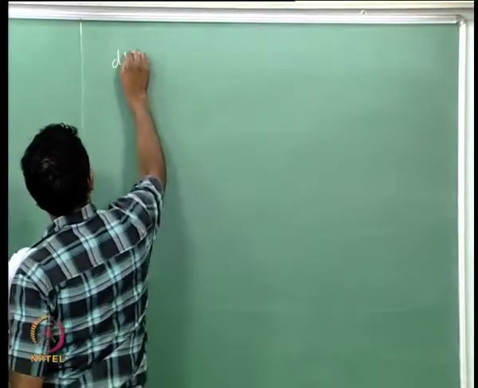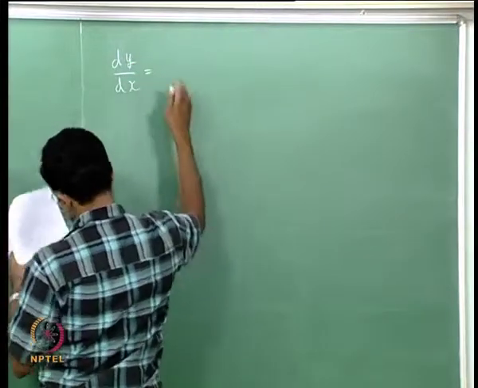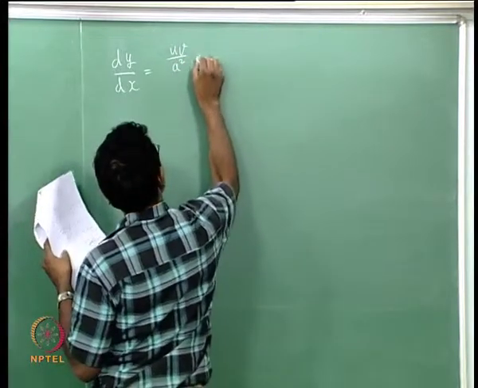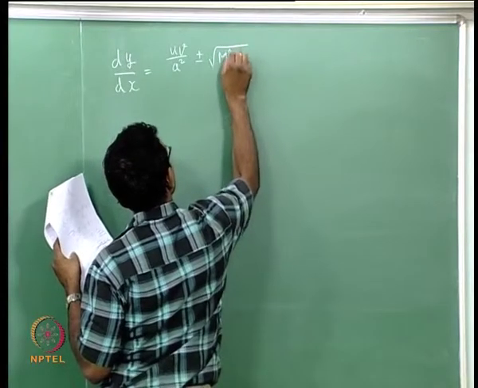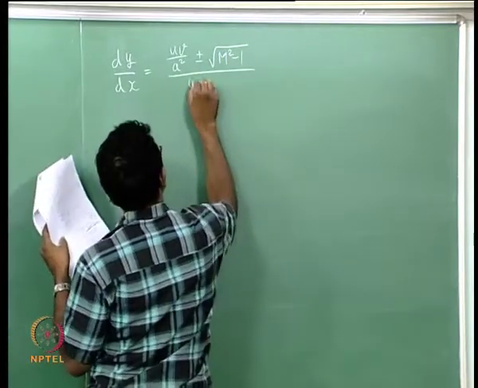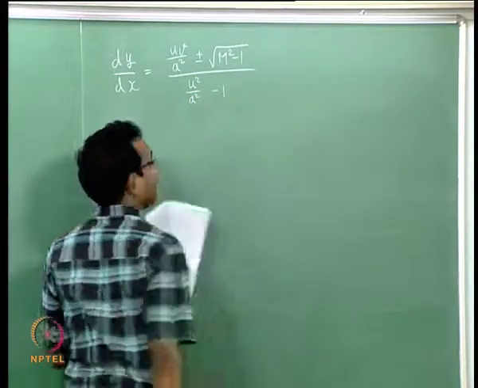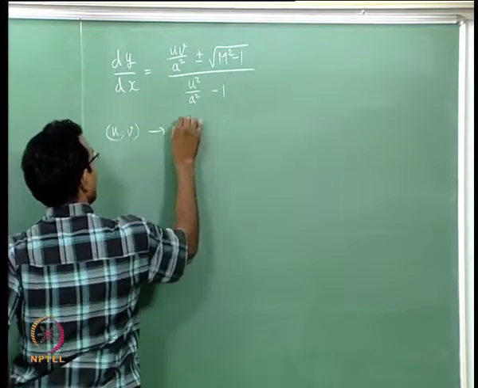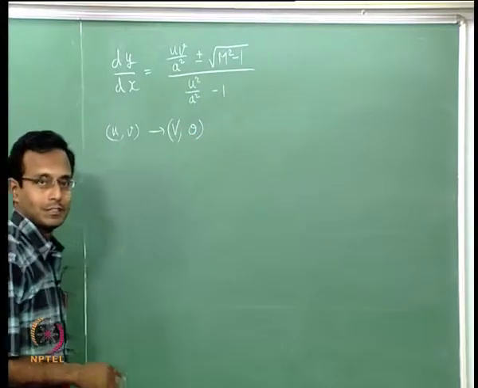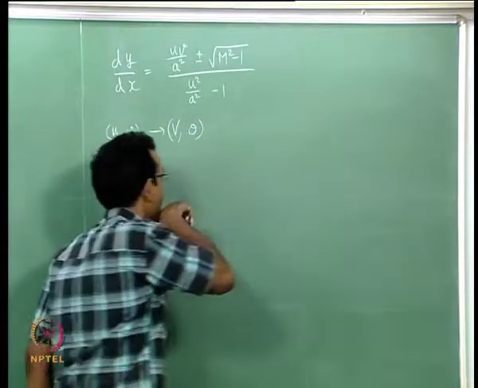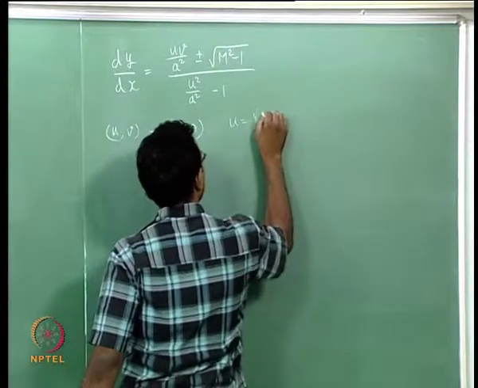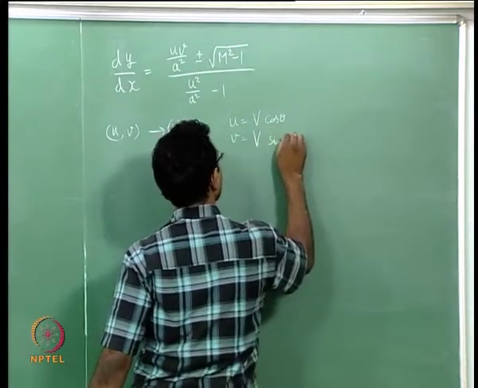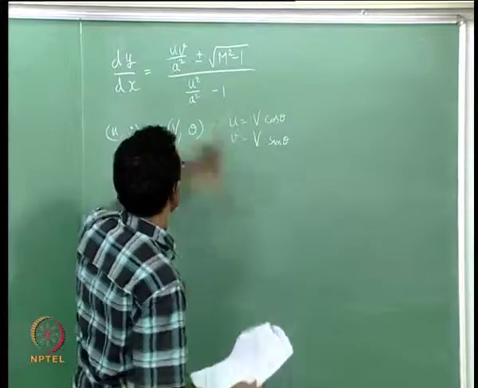So we will go back and look at dy by dx. It was uv by a square plus minus square root of M square minus 1 by u square by a square minus 1. Now I will go back and convert uv coordinates to V theta coordinates, that is magnitude of vector and direction of the vector. So I can write u equal to V cos theta and v equal to capital V sin theta. I can write this. Now I will substitute this inside there.